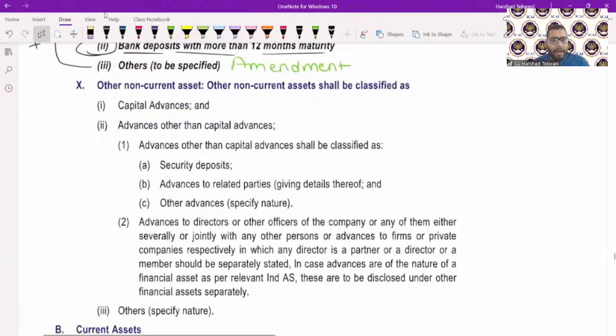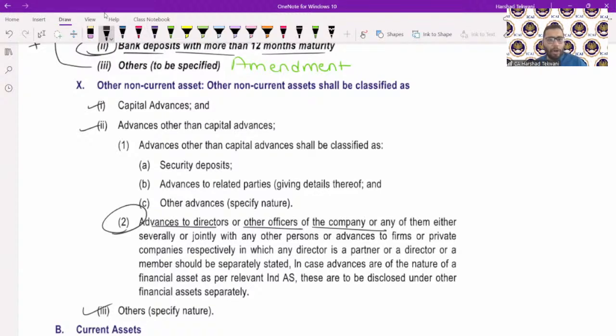Then other non-current assets, which may include your capital advances, advances other than capital advances, like advances maybe to some parties, then advances to directors and other officers of the company. If any director or partner of the company is involved, severally or jointly liable, then advances to that director or partner need to be disclosed separately, and other advances.